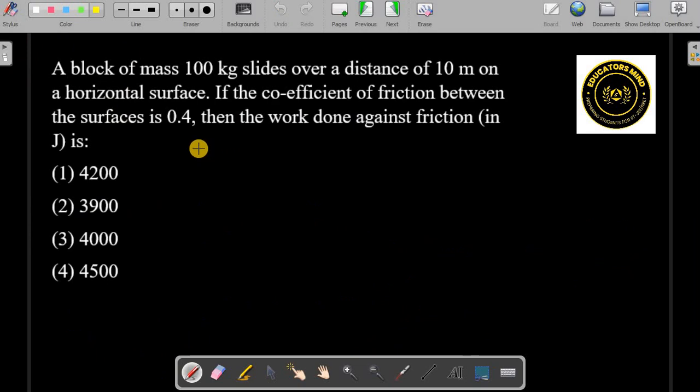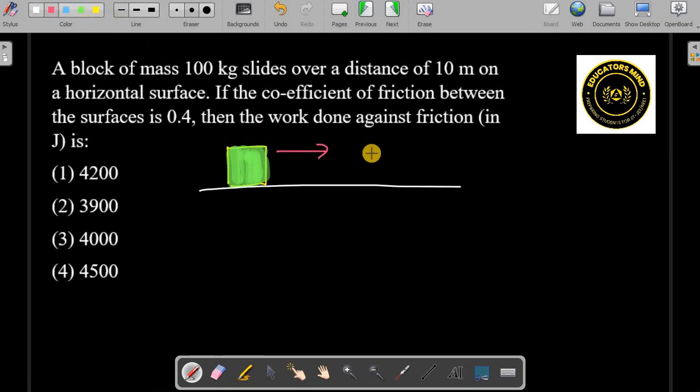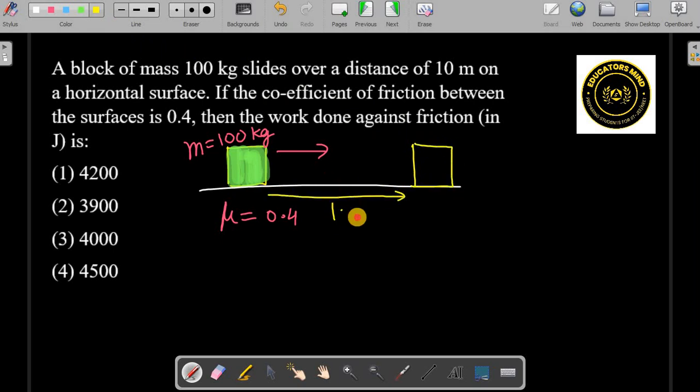A block of mass 100 kg slides over a distance of 10 meters. Okay, so there is a block, let us say, and this block is going to slide over a horizontal surface. That means the surface will be rough. Let us say that this is the surface and it is moving over it. So mass is given, this is the mass 100 kg. Coefficient of friction of this surface is given 0.4. And it is going to slide, let us say, it comes here and it has slid a total distance of 10 meters.